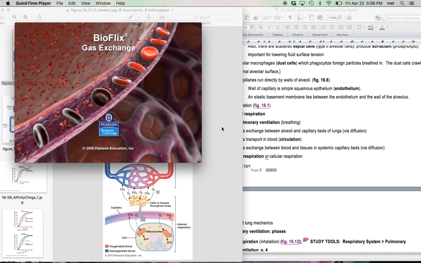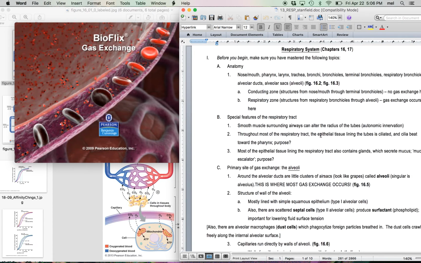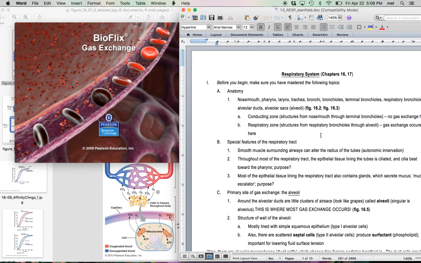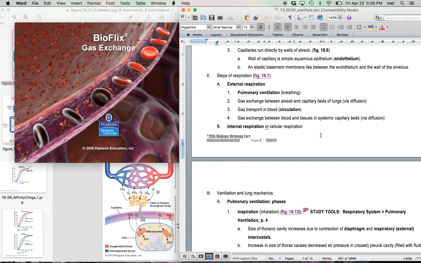So my plan is that I will do a preview of your notes, use this little animation to guide us through and stop it every once in a while and add some more detail. But first, let me remind you that if you don't remember the basic structure of the anatomy of the respiratory system, you should go look at it. And there's some points to look at there.